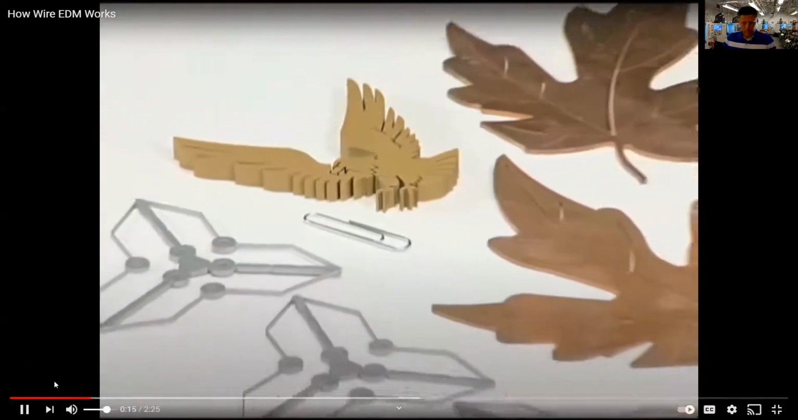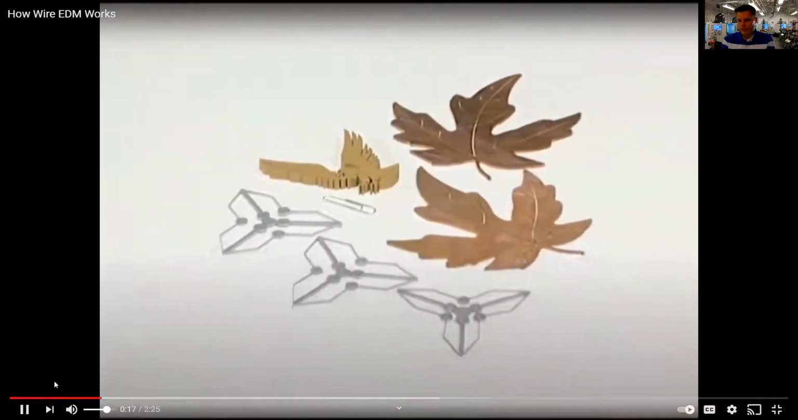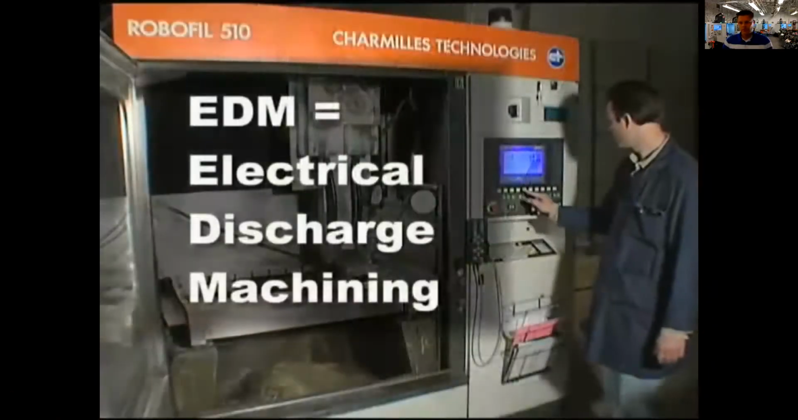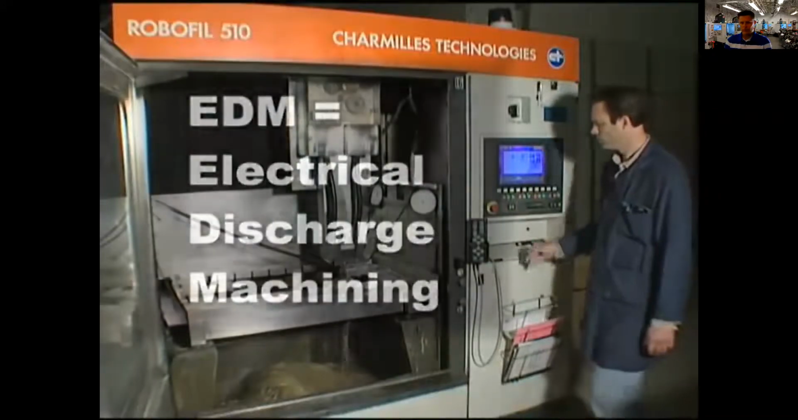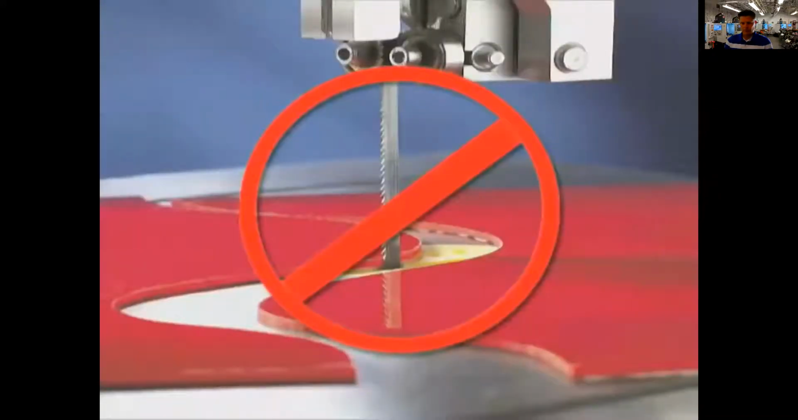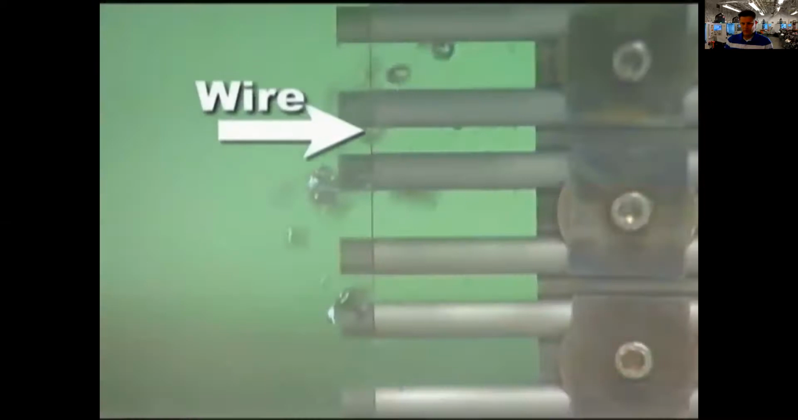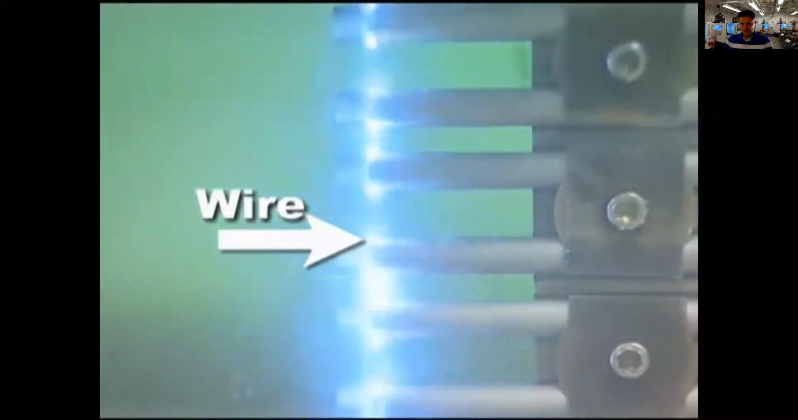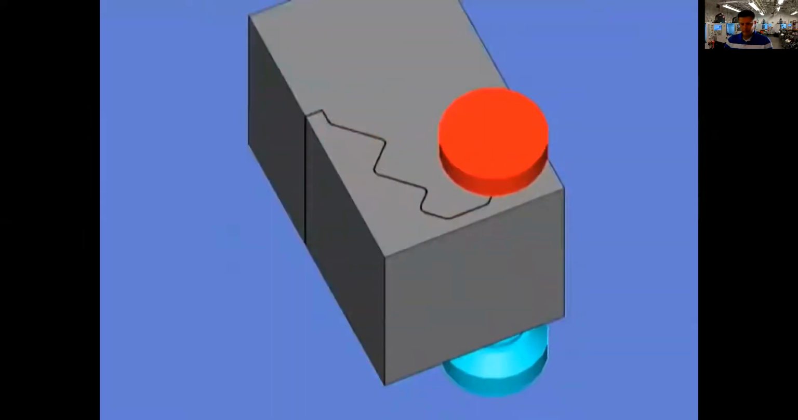Imagine being able to make precise cuts in metal with a blade no thicker than a human hair. That's what wire EDM can do. EDM stands for electrical discharge machining. But instead of a blade like a bandsaw, wire EDM uses an electrically charged hair-thin wire to remove microscopic particles and shape the part. These animations help show how wire EDM works.